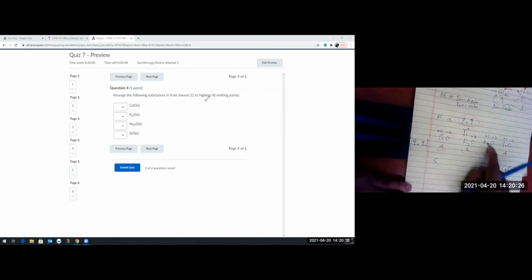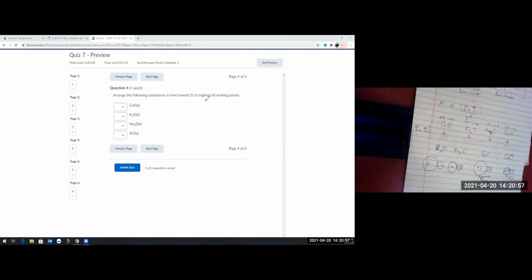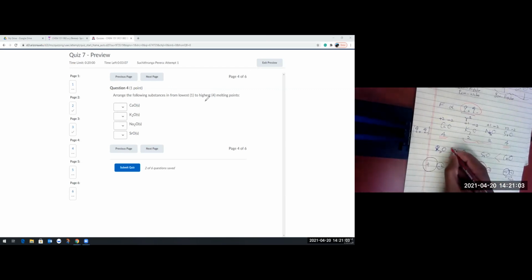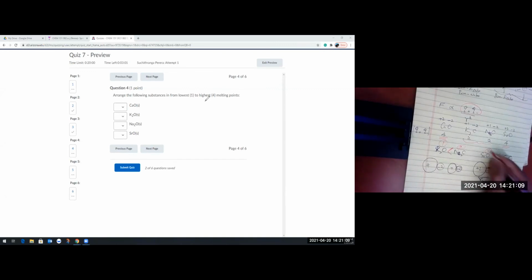And the same thing goes with sodium oxide and potassium oxide. Sodium is smaller than potassium in K2O, because they are in the same group. Oxygen is again the same thing, -2, and here's the -2. They are the same size. But potassium is larger than sodium, because sodium is in a higher row. As a result of that, you're going to have a stronger force in Na2O, sodium oxide, compared to potassium oxide. So therefore, this should be 1, this should be 2, 3, and 4.